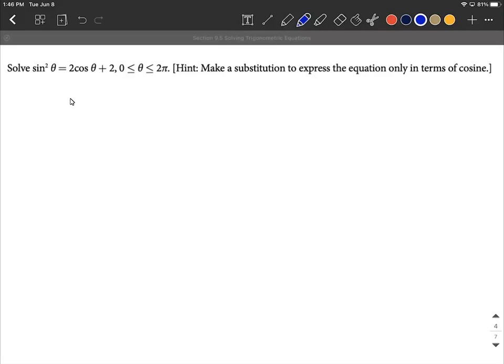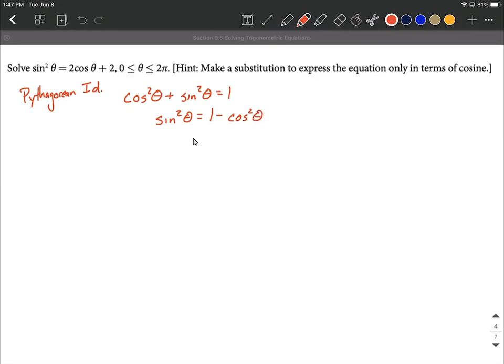I'm going to replace it using the Pythagorean identity. The Pythagorean identity, as you may remember, is cosine squared of theta plus sine squared of theta equals 1. This shows up quite often whenever you use squares, and I want to replace sine squared in terms of cosine. So I'm going to rearrange the Pythagorean identity and move the cosine squared to the other side. I'm going to subtract it from both sides, so we get sine squared of theta equals 1 minus cosine squared of theta.